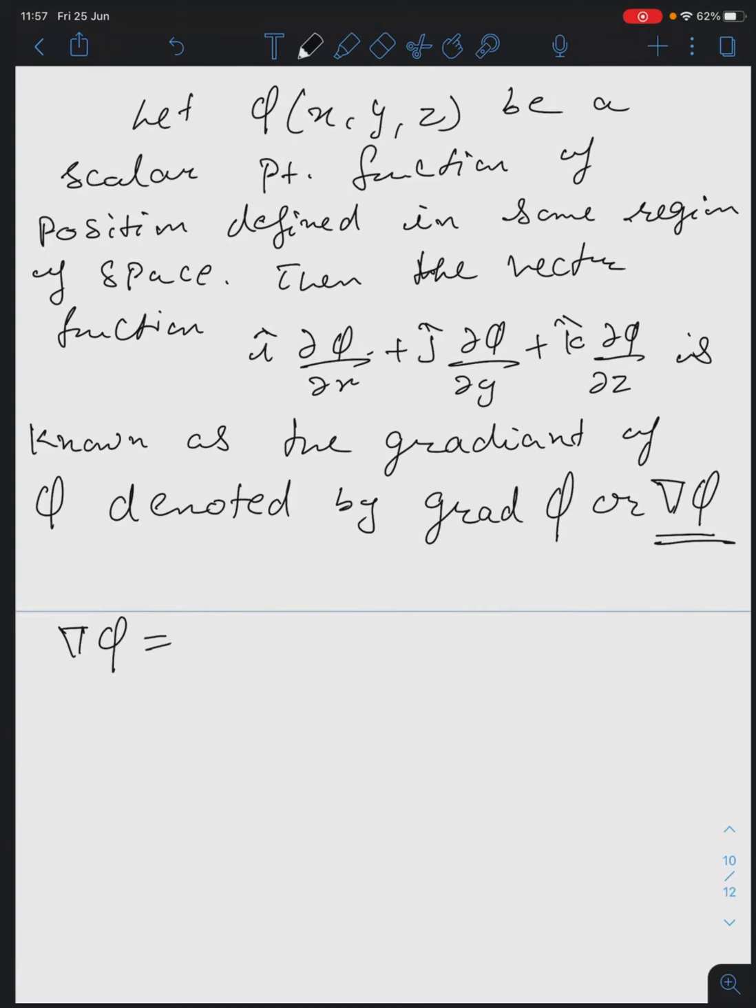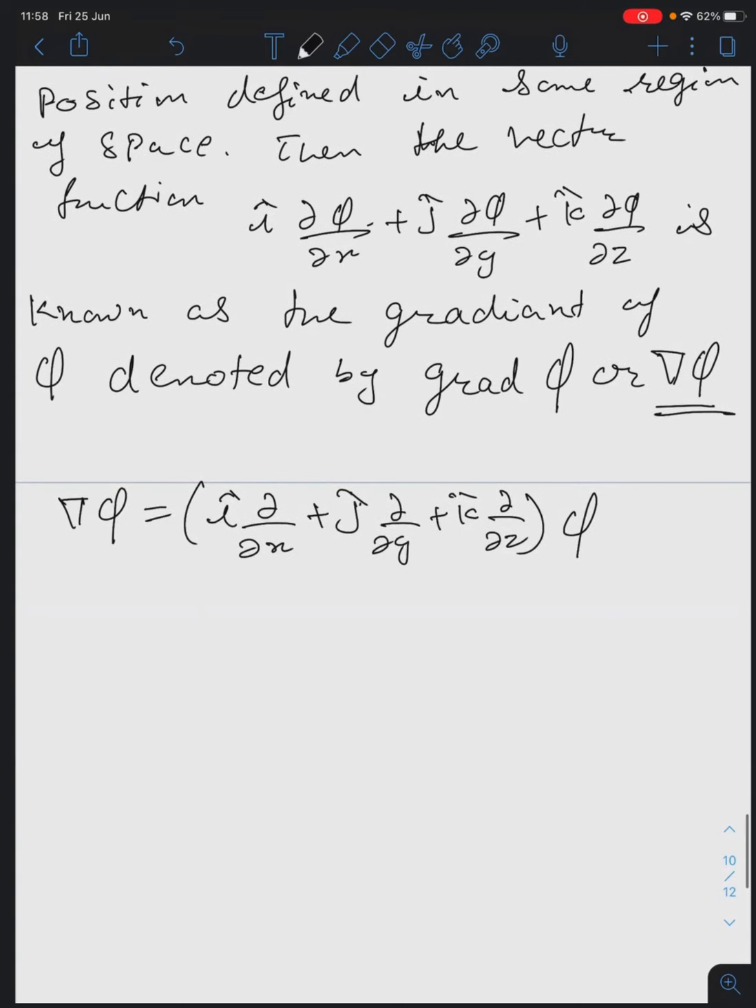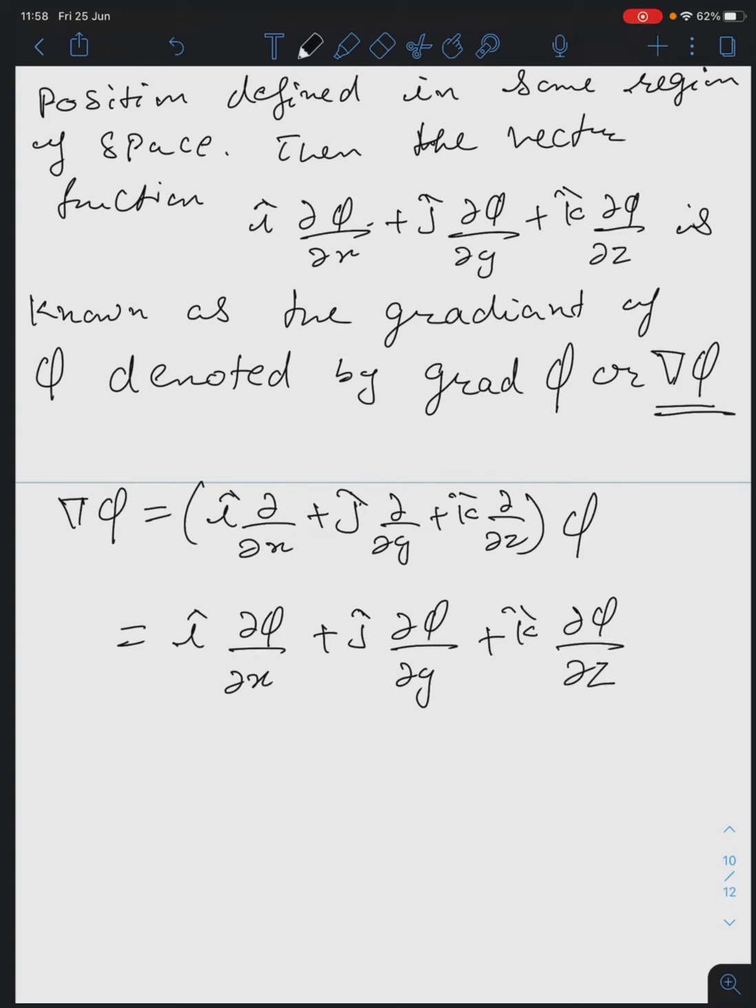So del phi means what? What is del? It is i dou by dou x plus j dou by dou y plus k dou by dou z. This you are applying on phi function. So the result is i dou phi by dou x plus j dou phi by dou y plus k dou phi by dou z. Suppose for example phi is x into y into z. Then what will be the result? Tell me.